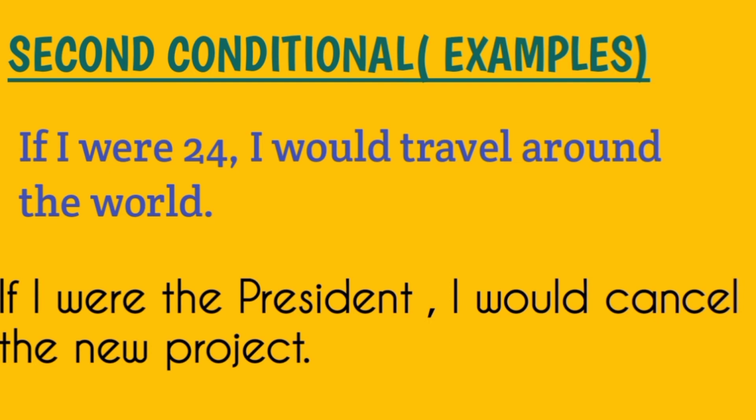Another example: if I were the president, I would cancel the new project. It means that I'm talking about an impossible situation or scenario because I'm just thinking about an unreal situation. You can also use the opposite structure: I would cancel the new project if I were the new president. It simply means that I'm not the president. That's why I said if I were, meaning it cannot be.